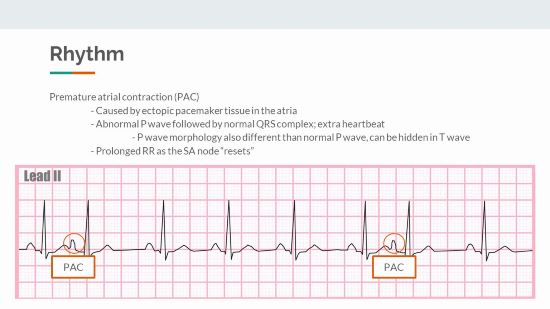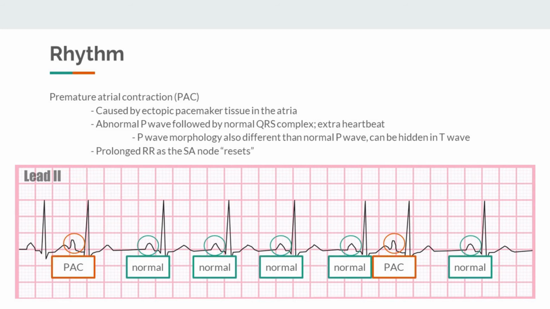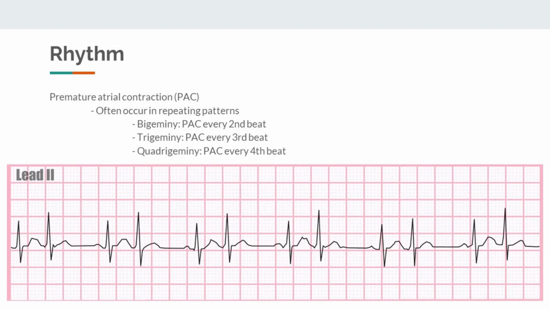The morphology, or shape, of the P wave in PACs is different from a normal P wave since they're being generated by an ectopic focus and not the SA node as usual. Sometimes the premature P wave can overlap or be hidden in the T wave of the preceding heartbeat, as shown in this example. PACs can happen occasionally, in repeating patterns, or in multiple runs.